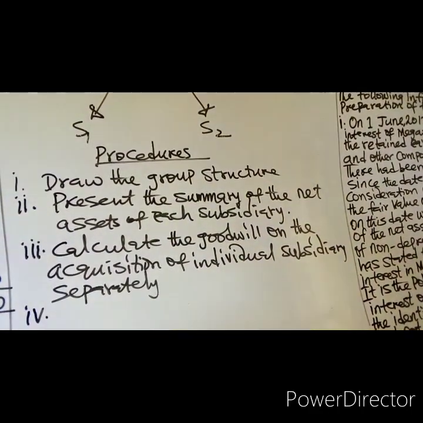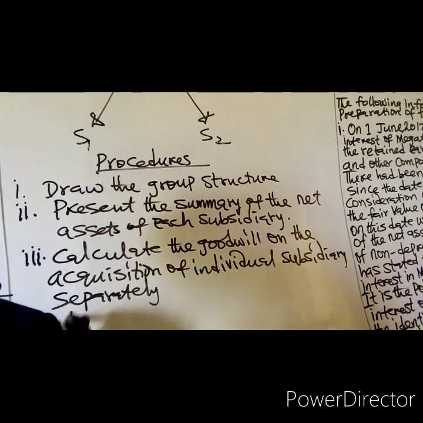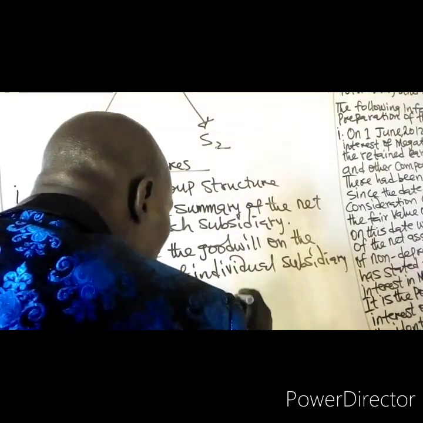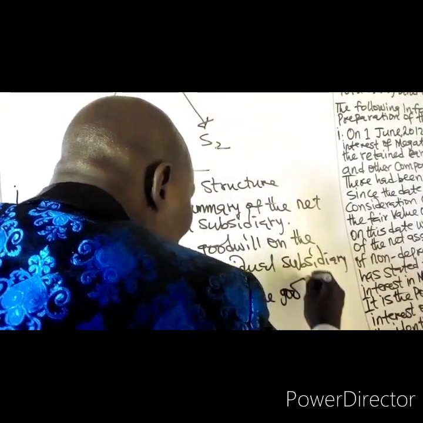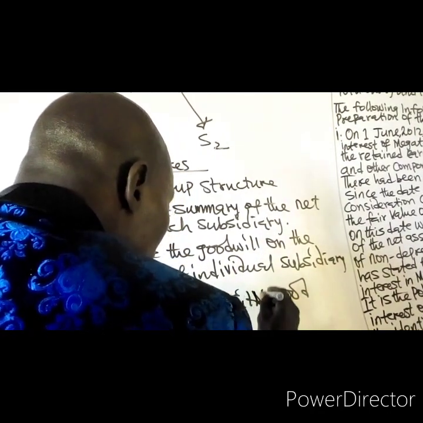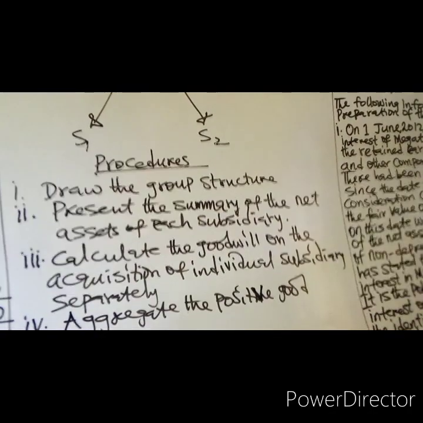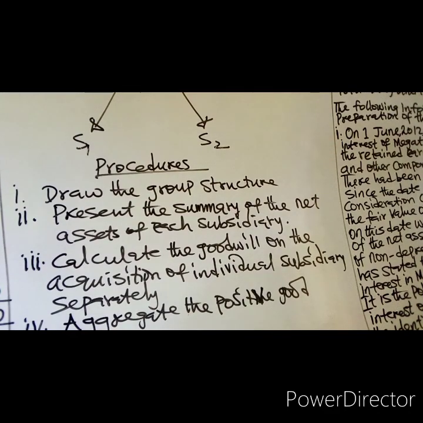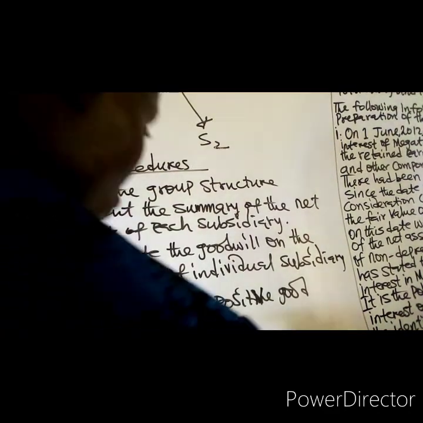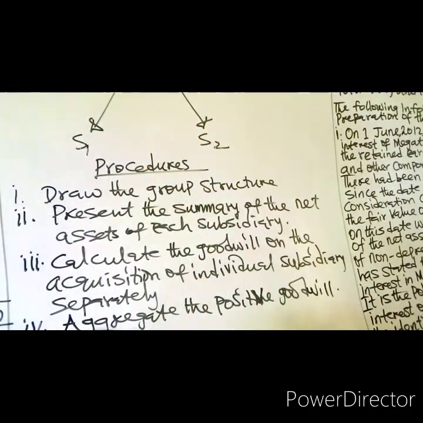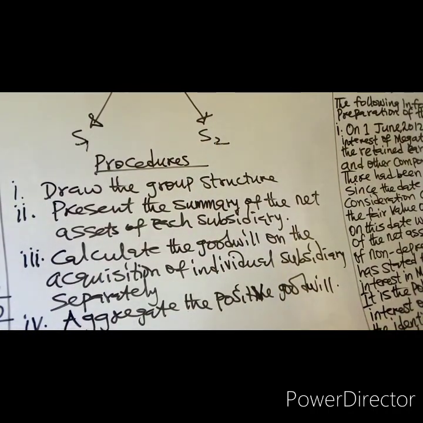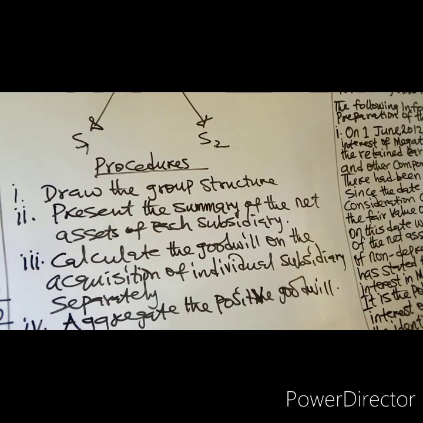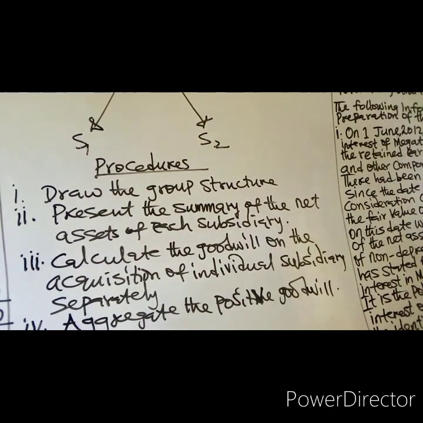Step 4. Aggregate the positive goodwill. Positive goodwill can be aggregated, but negative goodwill should not be offset against the positive goodwill. Maybe one subsidiary reported positive goodwill and the other one has a negative goodwill. You should not deduct the negative goodwill from the positive goodwill. Offsetting is not allowed.